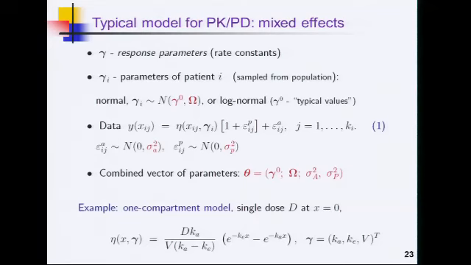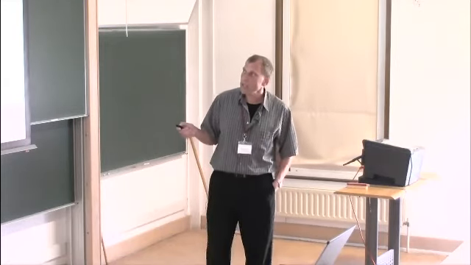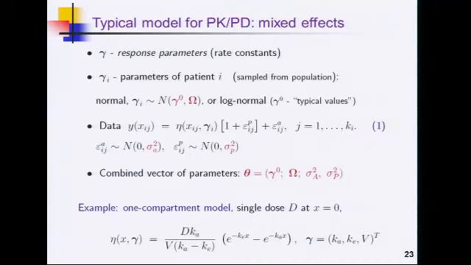The typical model which we use for PK/PD is a mixed effect model. We have the response parameters, usually rate constants for PK/PD. We have individual parameters of individual patients which are sampled from the population, either normal or more realistically log normal. The data has both additive and proportional components of variability. We want to estimate the combined vector of parameters: the population mean, population covariance, and elements of the measurement error vector. The simple example is a one-compartment model with linear elimination.